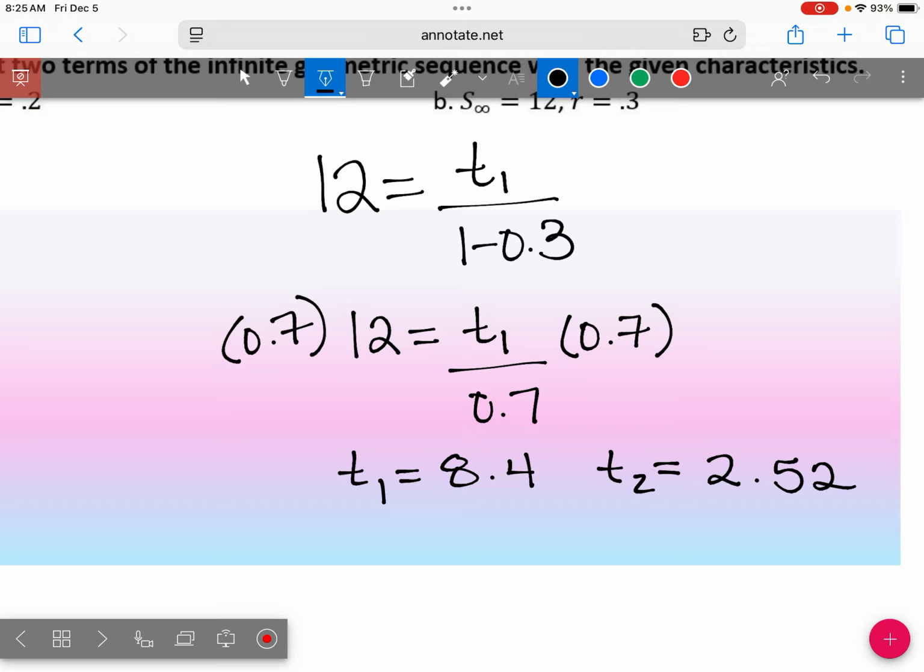Also, remember what I said. If your second number is bigger than the first, that should be a red light that I did it wrong. In an infinite sum, the numbers are getting smaller. So, questions?